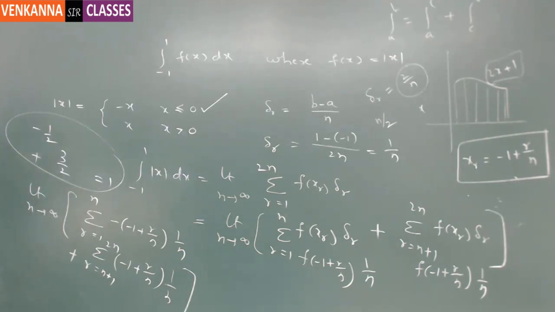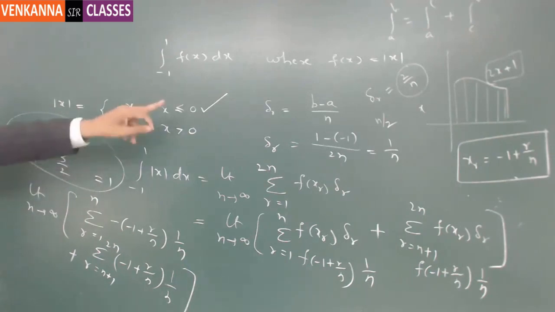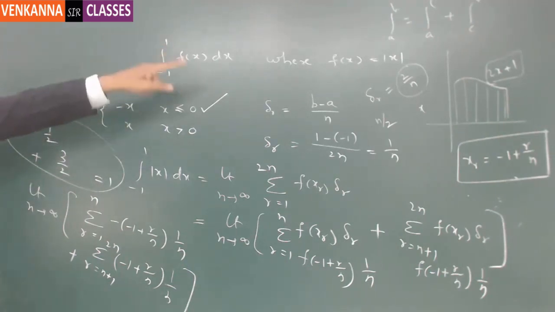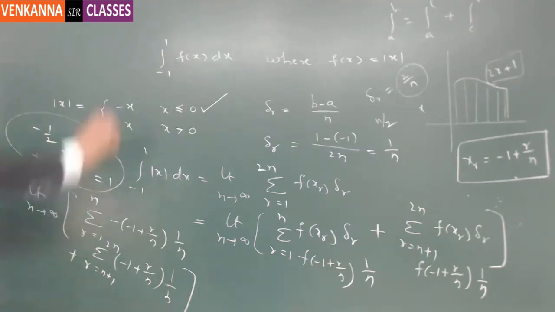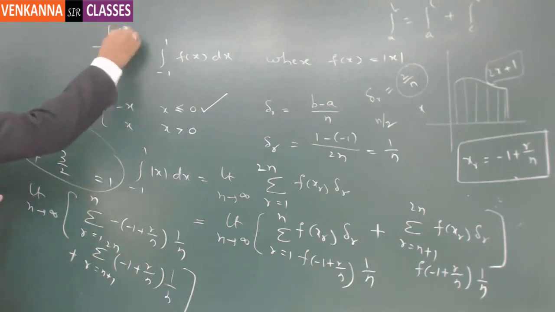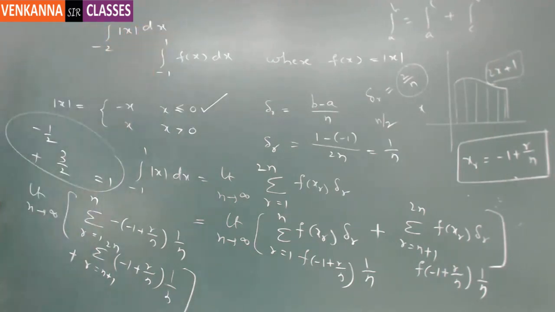Right. So in this way, we will solve the problem involving negative value to positive value and a function having mod x. Let me say one simple problem, that suppose the problem is given as integral minus 2 to 1 mod x dx. Now can you tell how many parts you are going to take here? N intervals, 2n intervals, or 3n intervals? If your problem is given as integral minus 2 to 1 mod x dx.